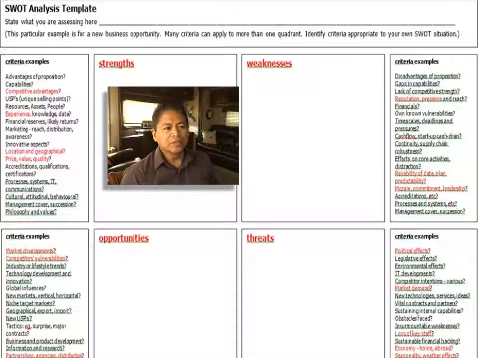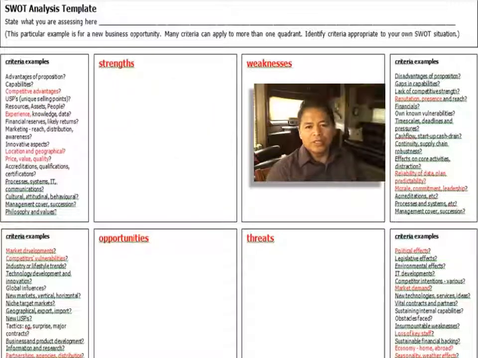So as you're looking to understand the strengths of your organization, some questions might be the competitive advantages of your organization. Another one might be experience. How long have you been in that particular industry, or maybe you've got key employees that bring to the table quite a bit of experience. Maybe it's your location and your geographical footprint, if you would, and then maybe it could be price, it could be value, it could be the quality of your product and or service.